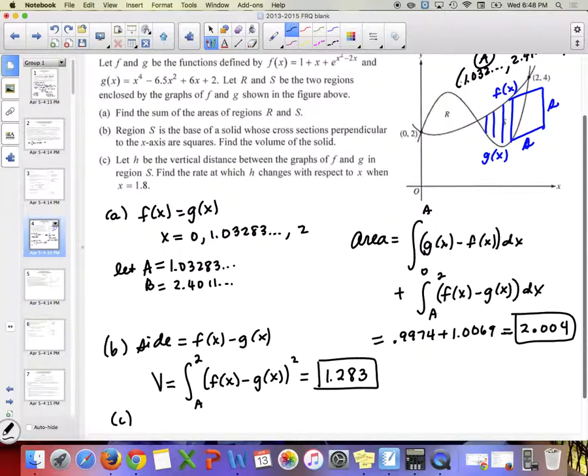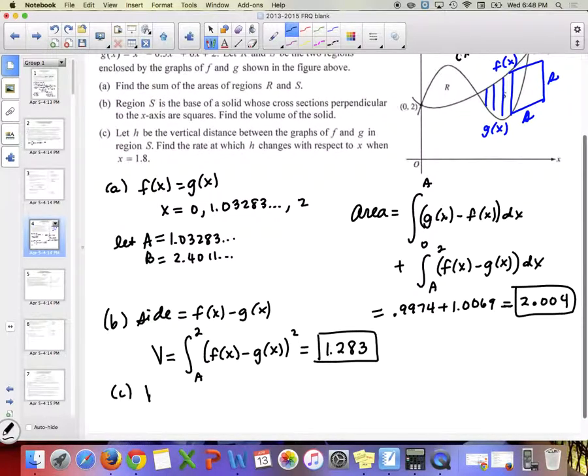And then the last part, it says, let h be the vertical distance between the graphs of f and g in region S. Well, we already did that. That's f of x minus g of x. Find the rate at which h changes. So we're writing h of x is equal to the top minus the bottom.